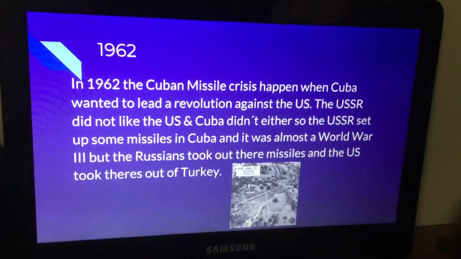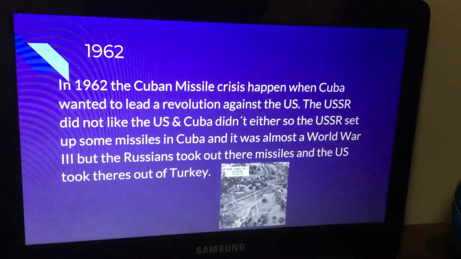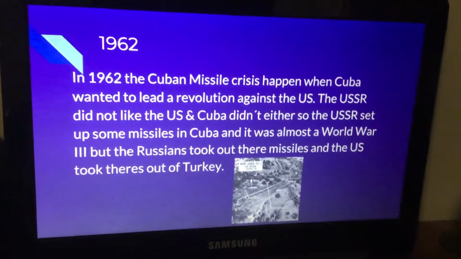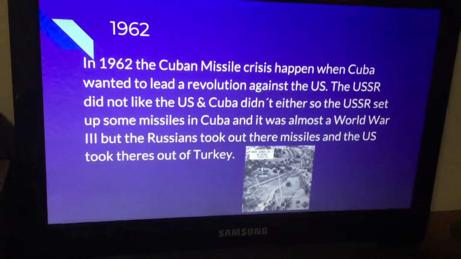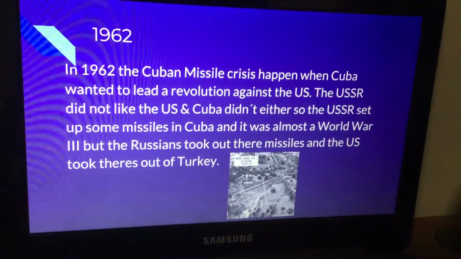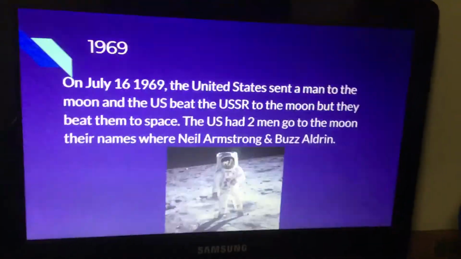In 1962, the Cuban Missile Crisis happened, where Cuba wanted to lead a revolution against the United States. The Soviet Union did not like the U.S., and Cuba didn't like the U.S. either, so they worked together. They put up missiles in Cuba, and it was almost a World War III. But the Russians took out their missiles, and the U.S. took theirs out of Turkey. They were going to fire them at the USSR.